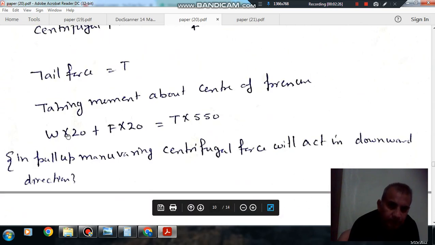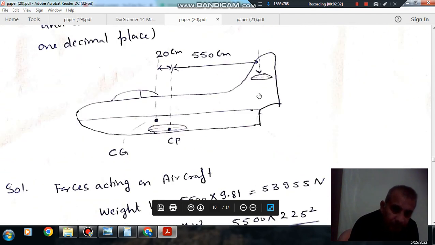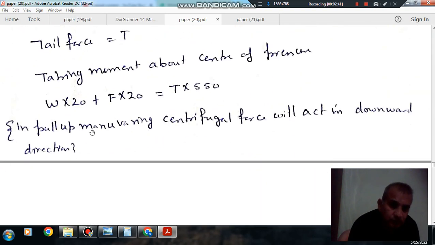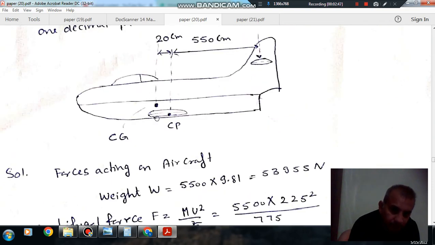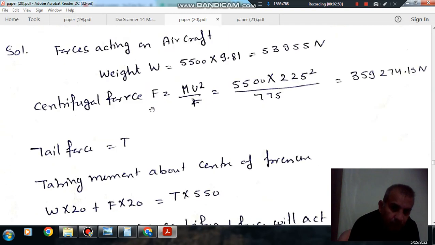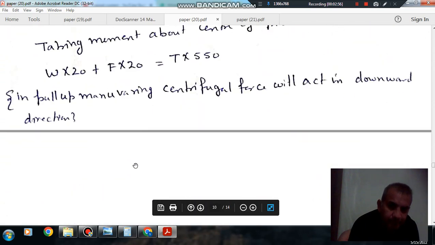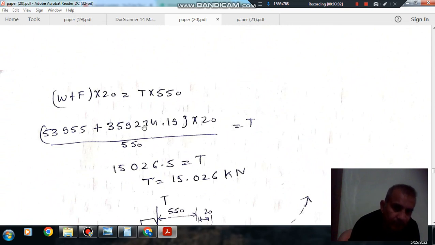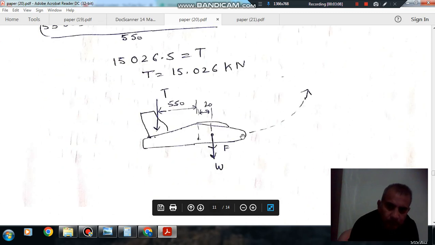So T is the tail force, and we take moment about the center of pressure, because center of pressure is the point where all the forces are assumed to be acting, and at that point there is no moment. So taking moment about center of pressure, W will act here, and F will also act here. W plus F into 20 is equal to T into 550. W we have found out and F we have found out. The only missing thing is T, so T comes out as 15.026 kilonewton.